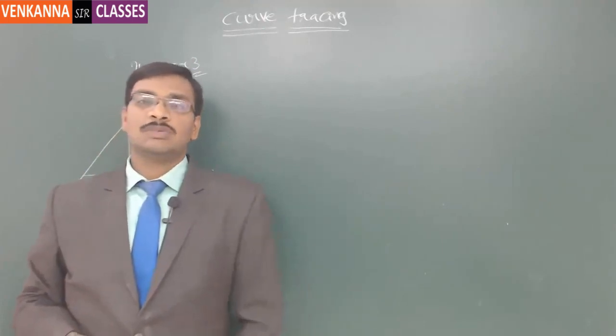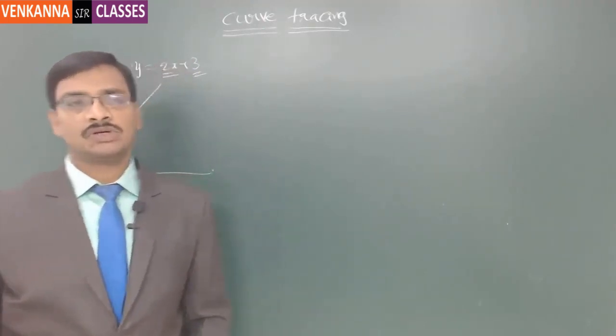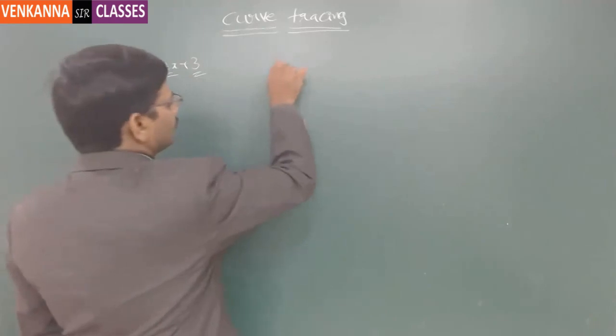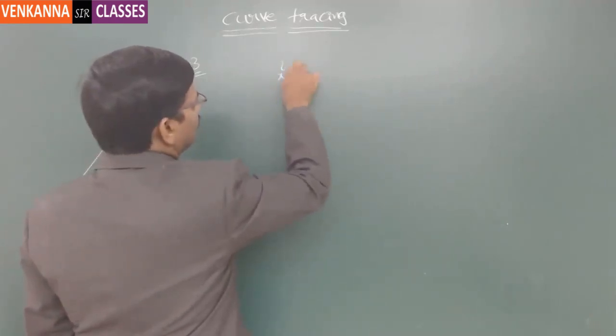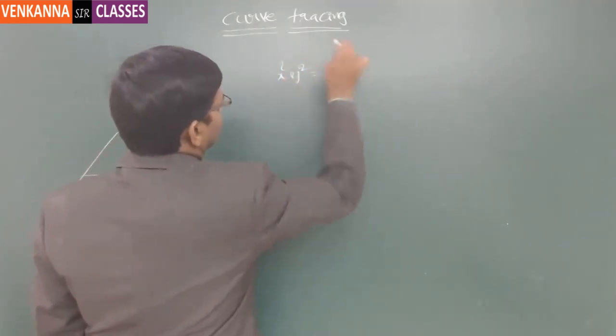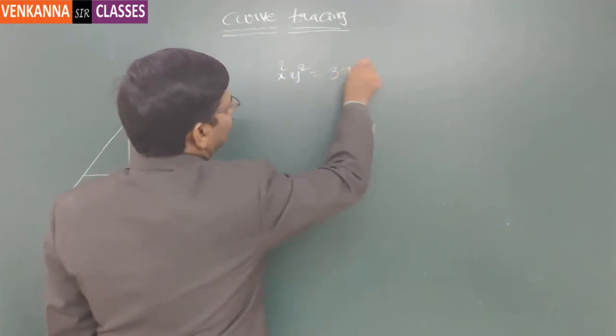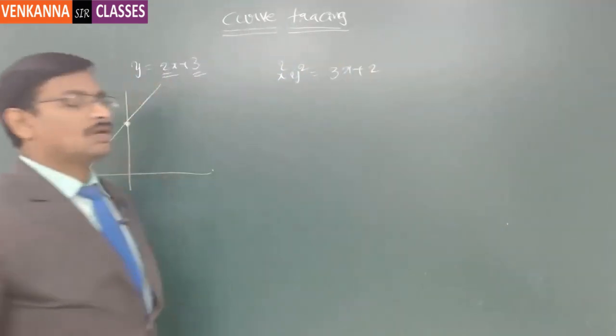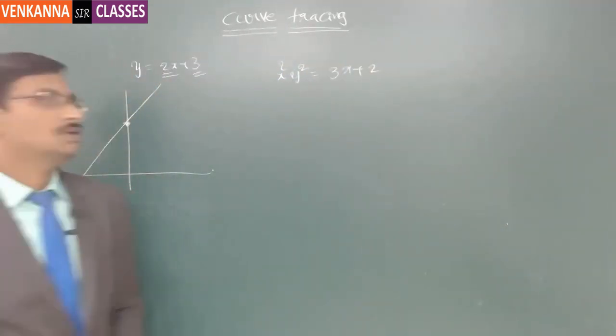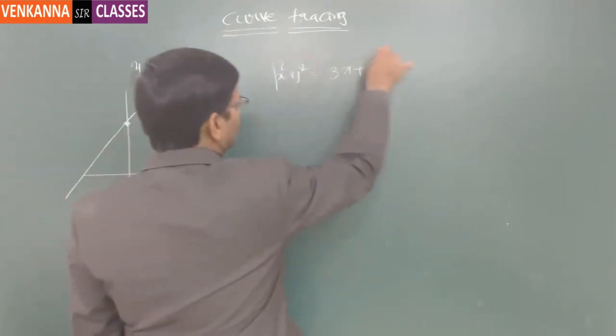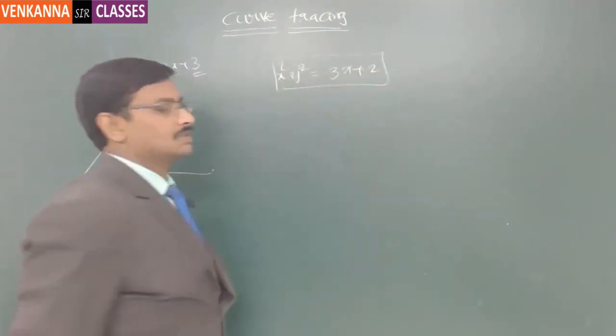But suppose it is a complex curve, so if I give x square into y square is equal to 3x or 3x plus 2. If this is the curve, then how are you going to trace it? These are the kind of questions that we should be answering in today's class, right?